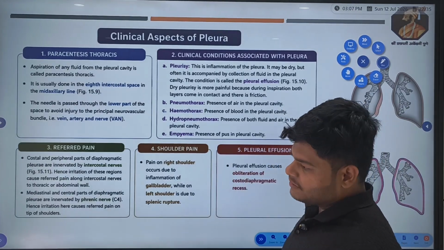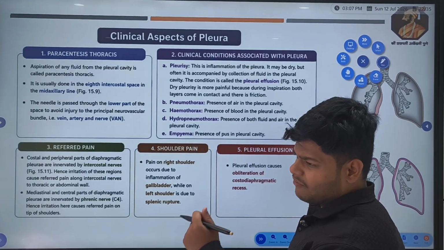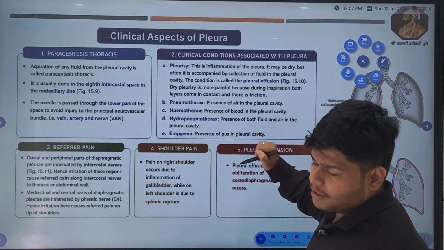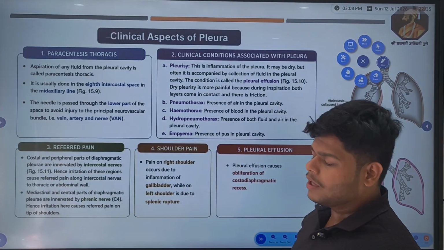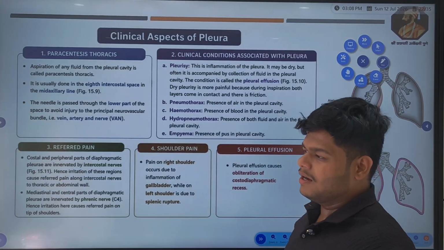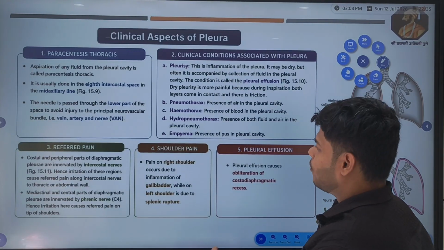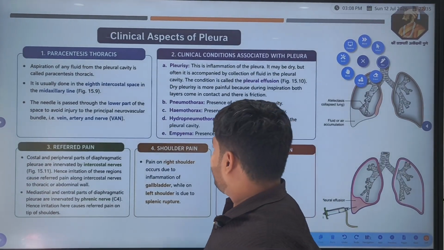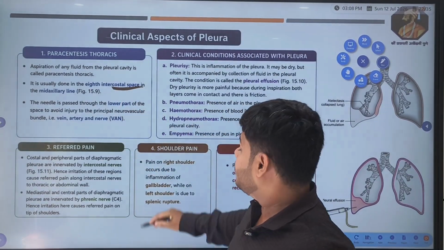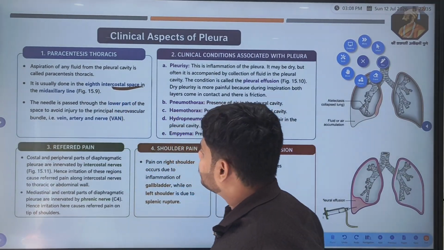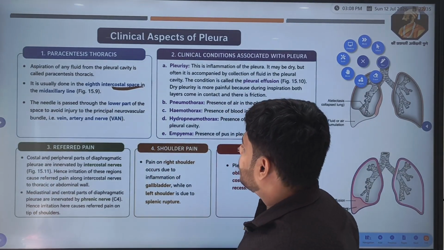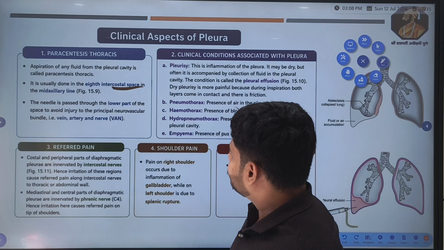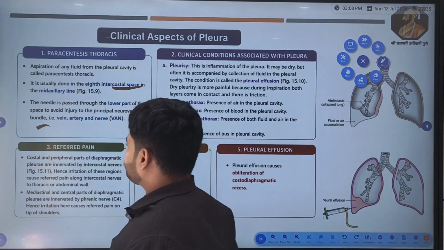This is a process in which aspiration is done from the pleural cavity, in which the needle is inserted and the fluid is removed, and that fluid is tested. It is removed from the 8th intercostal space in the mid-axillary line. The needle is passed along the lower part of the space to avoid injury to the principal neurovascular bundle.